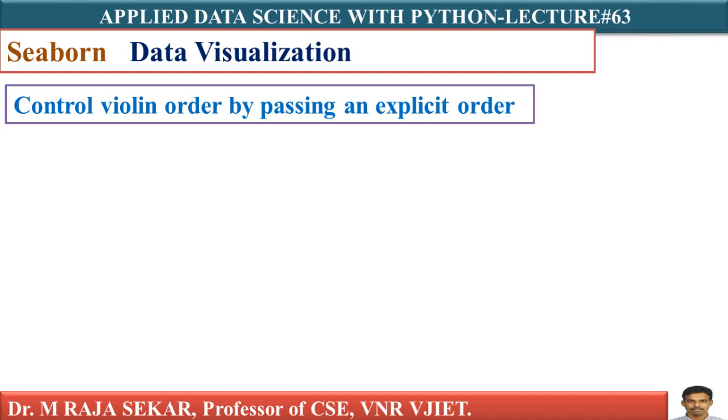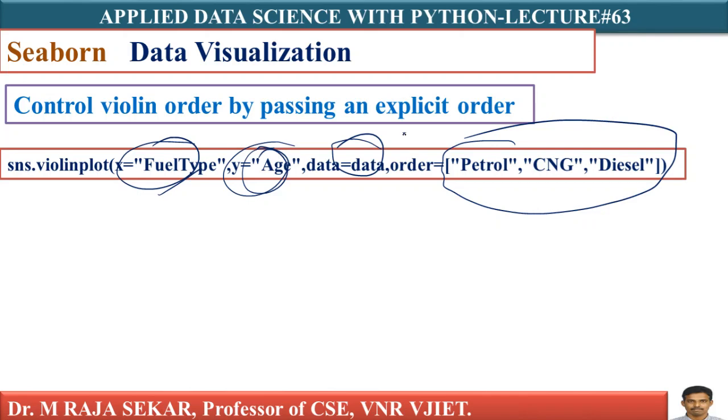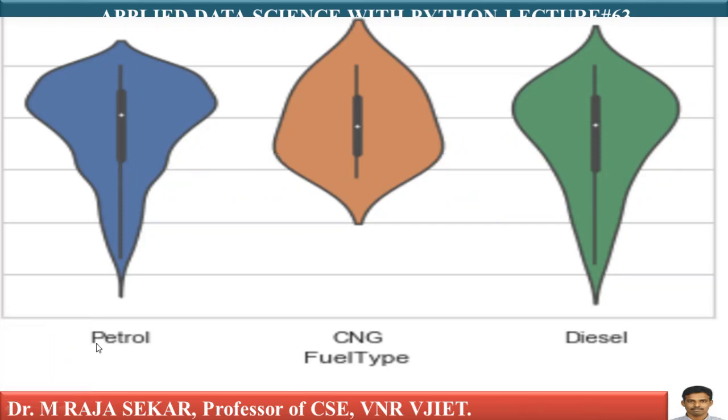Control violin order by passing an explicit order. What does it mean? You can specify the order of the violins. How can I specify? Just see, X is fuel type, Y is age. On the X-axis I am taking fuel type, on the Y-axis I am taking age. This data is my data frame name. The order of the output must be, just see, I already specified. Which order have I specified?